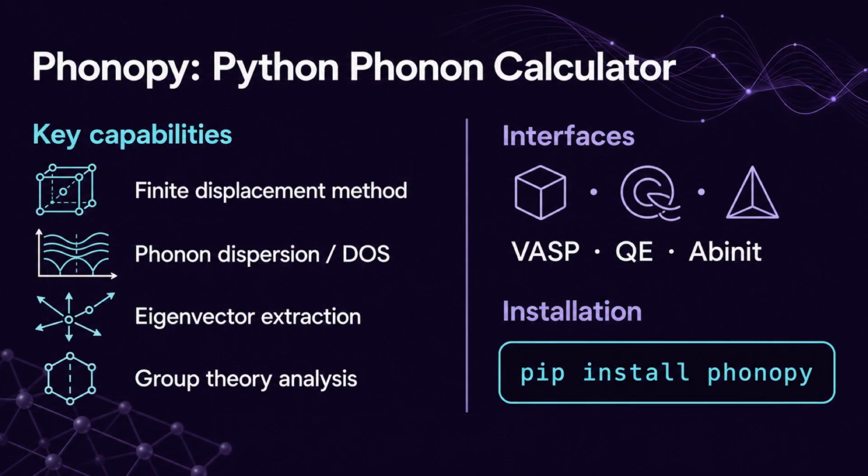Phonopy is a Python-based phonon calculation tool that interfaces with various DFT codes including VASP, Quantum Espresso, and Abinit. Key capabilities include the finite displacement method for force constants, phonon dispersion and density of states calculations, extraction of eigenvectors at arbitrary q points, and group theory analysis of phonon modes. Installation is simple. Just pip install phonopy.